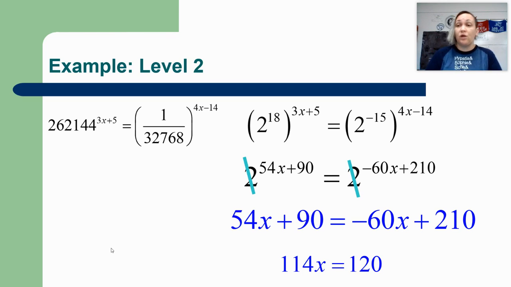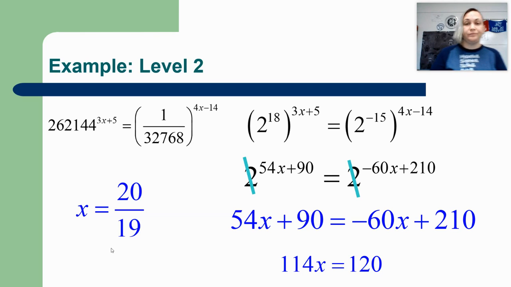So start with 120 over 114, and then we're going to divide by 2 again until you can't divide anymore. And this one turns into 20 over 19. So that's what I would type in as my final answer. So that's a level 2 problem.